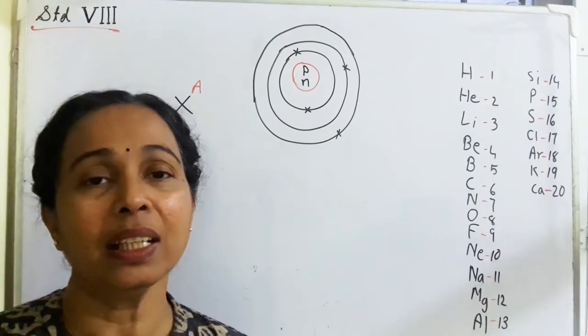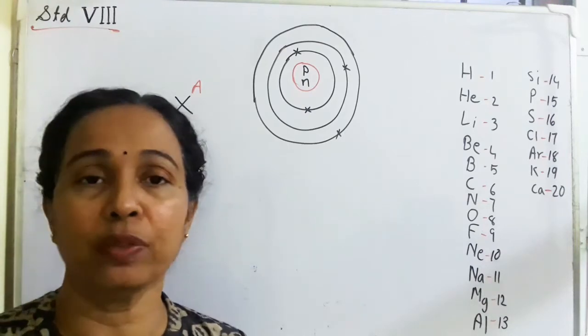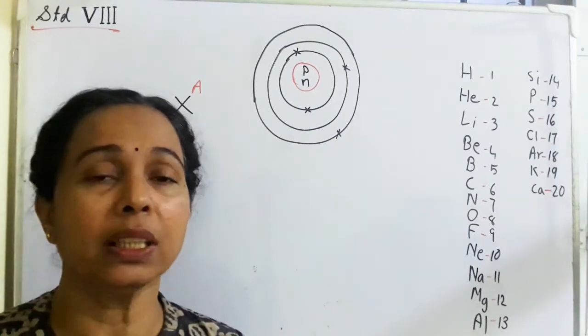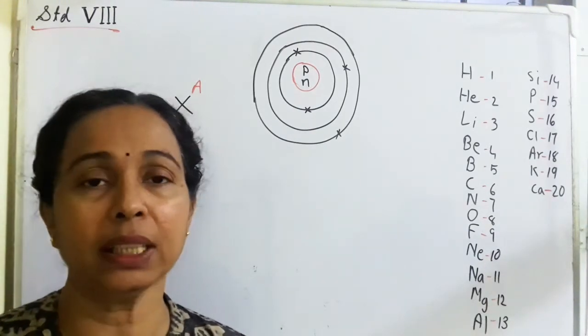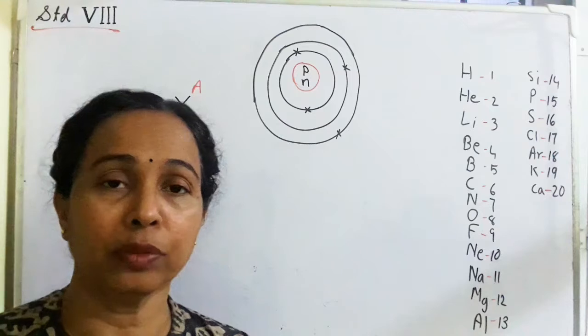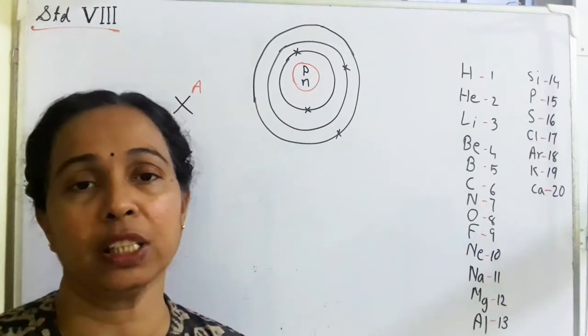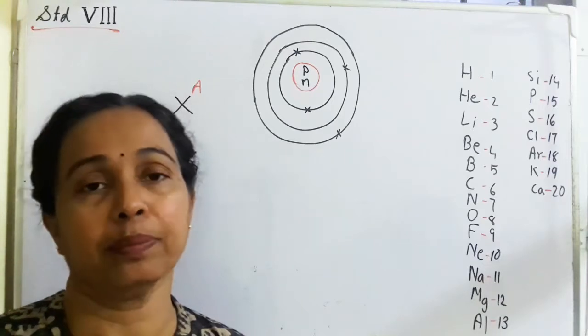Okay. Now after that, on page 44, the next topic is isotopes. That is not there in the syllabus, so we don't have to study it. Then on page 45, we will start electronic configuration of atom.